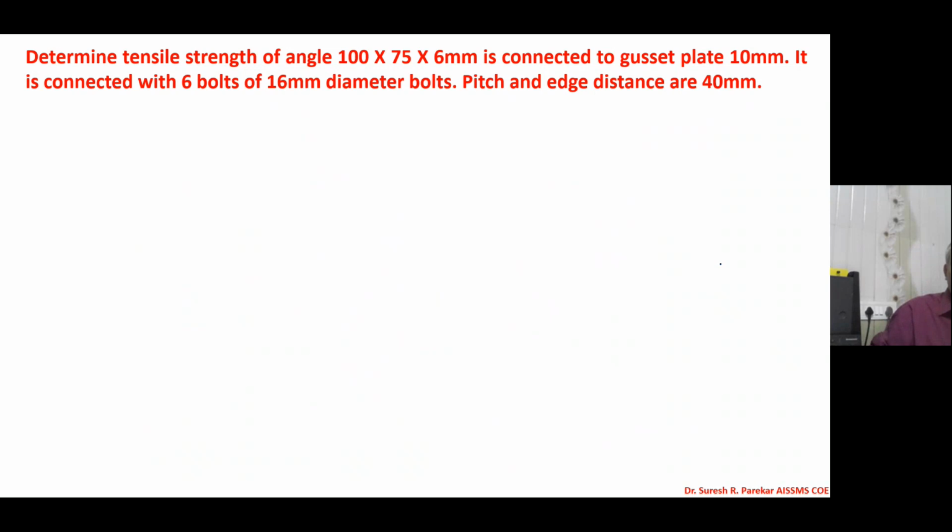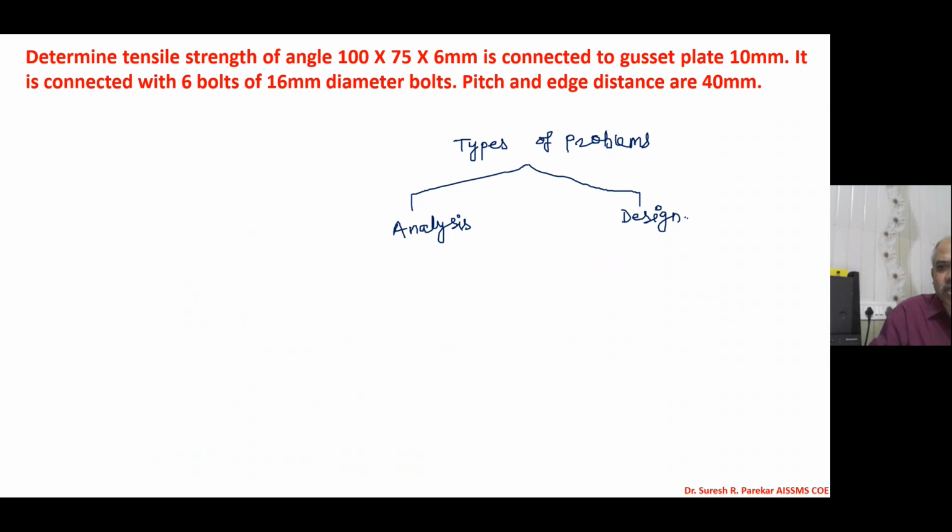Before going to this problem, we should be very clear about the problems which may be asked on tension members for angle sections. So we have types of problems. Already we have seen in the class, we have two types. One is analysis and second we have design. Today we are going to be with analysis problems only. What is the difference between the two?